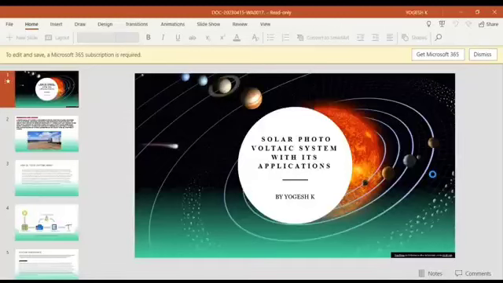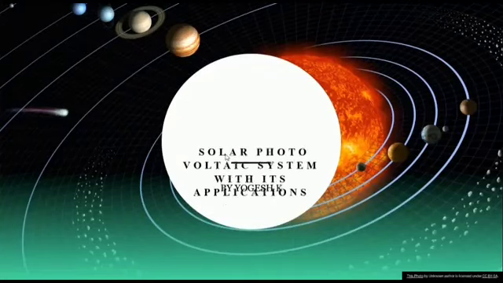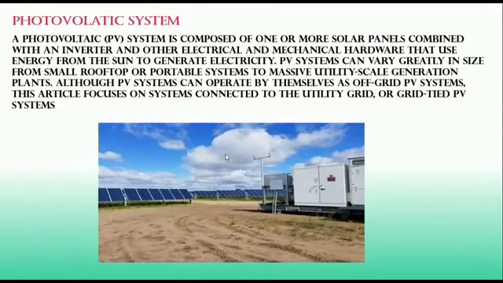Now I'm going to explain solar photovoltaic system with its application. Photovoltaic system. A photovoltaic system is composed of one or more solar panels combined with an inverter and other electrical and mechanical hardware that use energy from the sun to generate electricity. Photovoltaic systems can vary greatly in size from small rooftop or portable systems to massive utility scale generation plants.